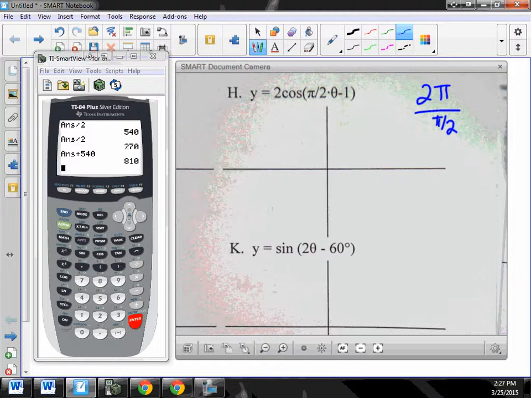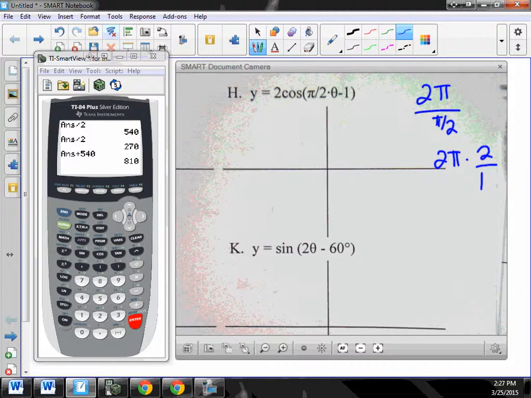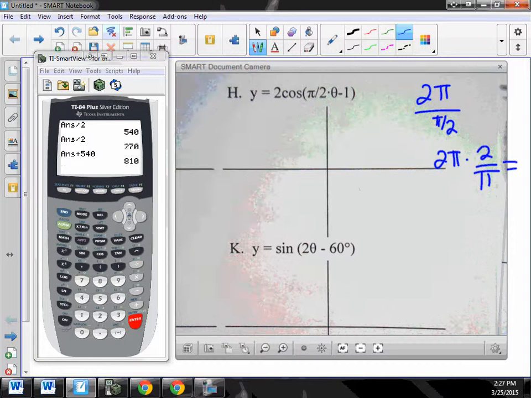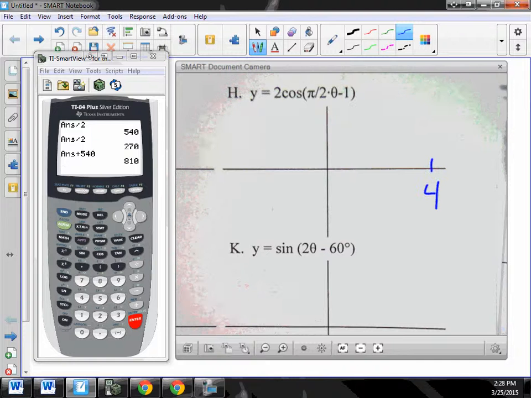Yeah, he's old. So 2 pi times 2 over pi equals 4 pi over pi, also known as 4. So the length of my period is 4. So where are the other 3 marks? 3, 2, and 1. But that's not actually where this graph takes place. We need to shift it to the right one. So instead of 0, 1, 2, 3, 4, we're actually going to graph 1, 2, 3, 4, 5.